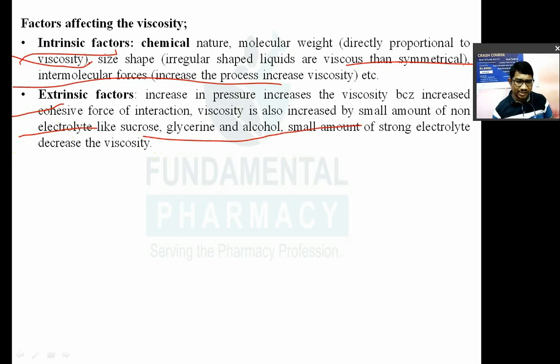See, if temperature increases, viscosity decreases. Temperature is inversely proportional to viscosity. Pressure is directly proportional to viscosity. If pressure increases, viscosity increases. Okay. Then it is increased by addition of a small amount of non-electrolyte, non-electrolytes like sugar, sucrose, glycerine, alcohol. And viscosity is decreased by a small amount of strong electrolyte. So these are the factors affecting viscosity. I am going fast because you have already covered this yesterday. Just trying to revise it.